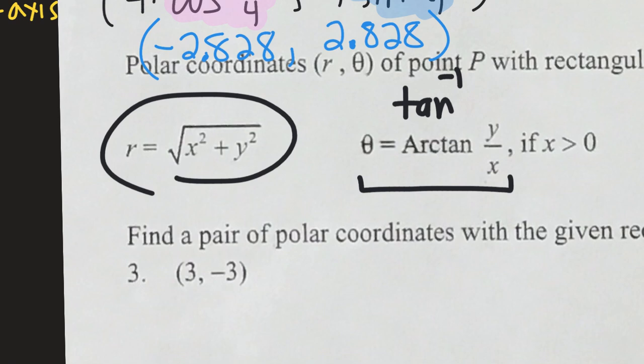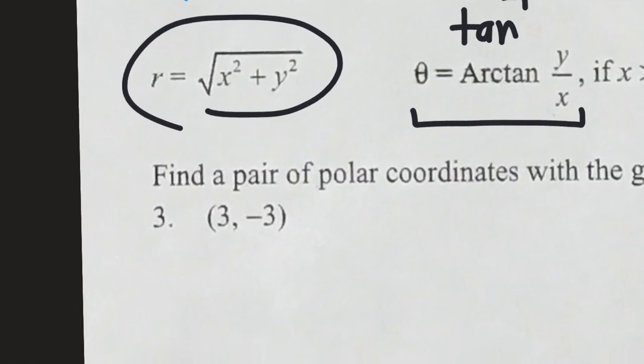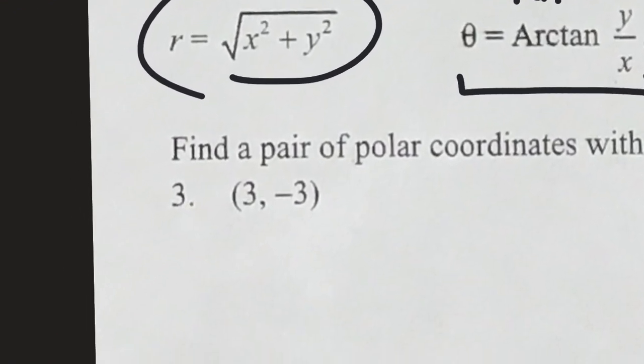All right, so let's go back to our graph. 3, -3 is in the 4th quadrant, right? It's a +3 on the x and a -3 on the y. So here's our coordinate point: 3 to the right and 3 down. So it's a 4th quadrant point.